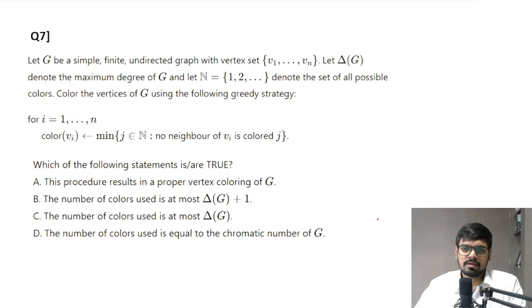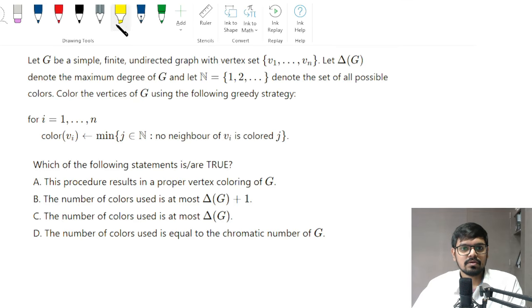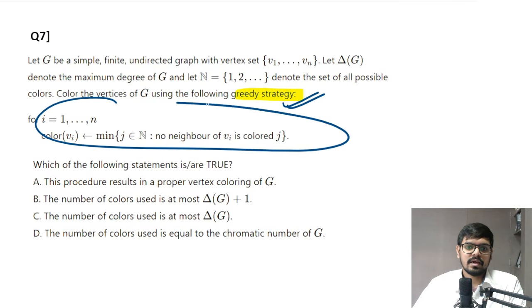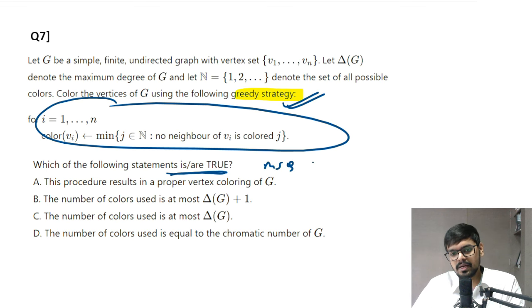Again, an easy question. If you have seen the class notes, you can solve it directly. Let G be a simple finite undirected graph with the set of vertices. Delta is the maximum degree, n is the number of colors. Color the vertices of G using the following greedy strategy. So, coloring using the greedy algorithm. If you remember the greedy algorithm, this is what they are giving us. Which of the following is or are true? This is an MSQ. One or more options can be correct. So tell me what is the correct answer.